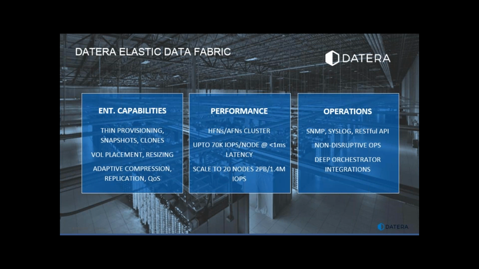We can support at least 70K IOPS per node at sub-millisecond latency with a 70-30 read-write ratio for small 4K workloads. Currently, the system is tested up to 20 node scale, which is about 2 petabytes in capacity.